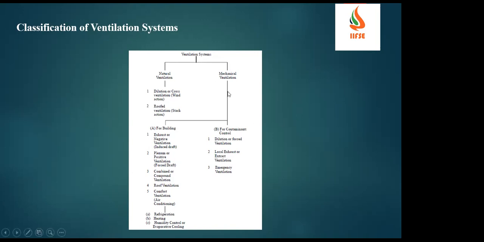If you see mechanical ventilation, there are again two types. One is for buildings and one is for contaminant control. Mechanical ventilation for buildings will be all your HVACs, air ducts, fresh air ducts, etc. And for contaminants, it will be your exhaust hoods, where you intend to remove the contaminants from a specific workplace. That is your contaminant control. What does contaminants mean?